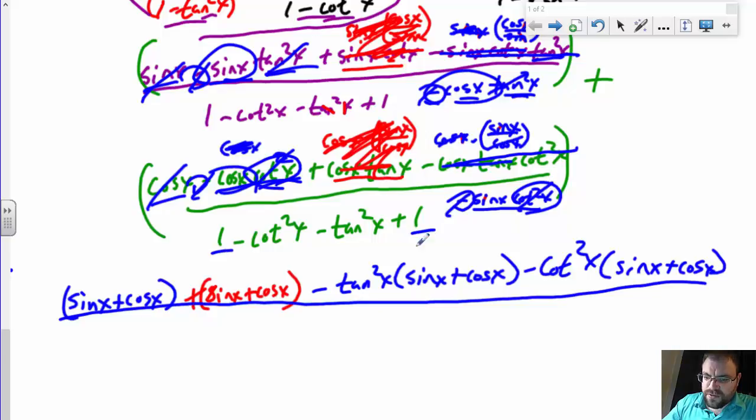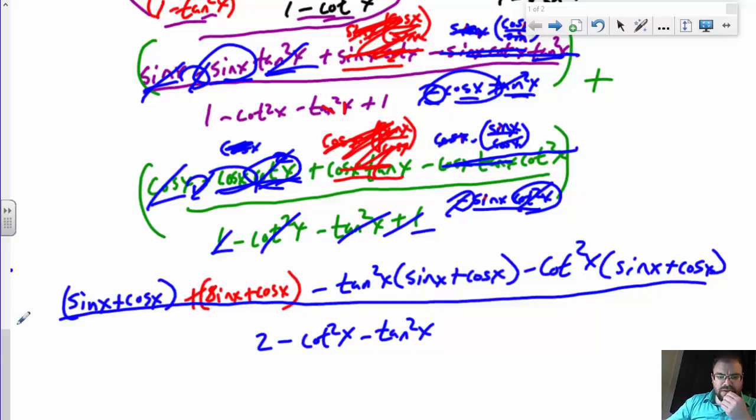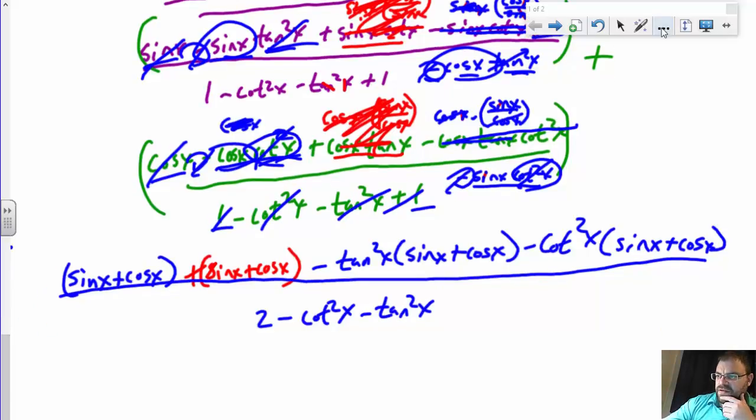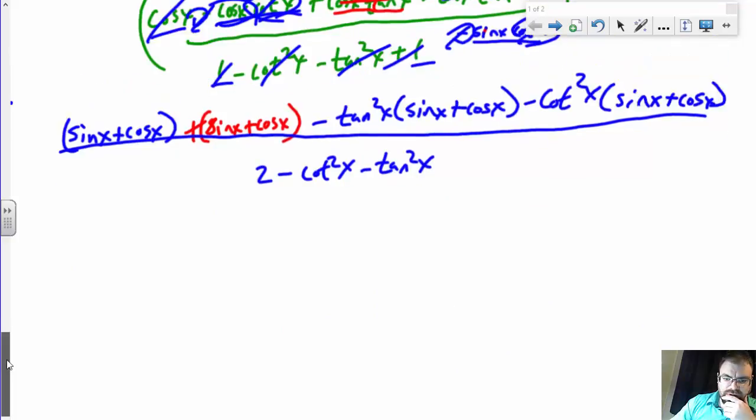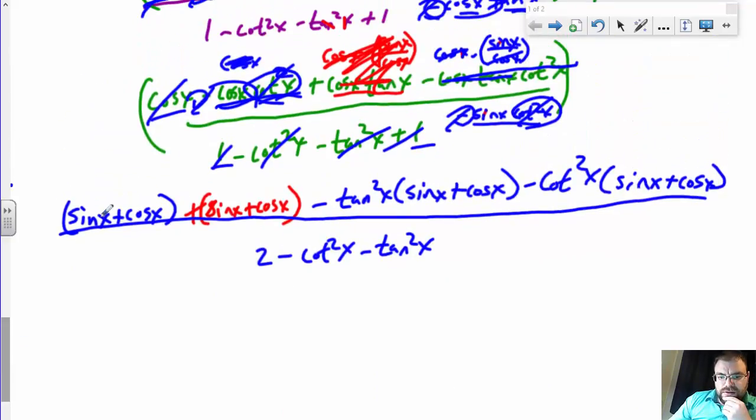And now we're going to say 1 plus 1 is 2 minus cotangent squared x minus tangent squared x. And lo and behold, I'm almost done, but I can see stuff here. And this was quite a difficult way that I went about doing this compared to what was done earlier. But what I'm going to see here is now I have sine plus cosine, sine plus cosine, sine plus cosine, sine plus cosine. I can factor that out of every term because it's in every term.